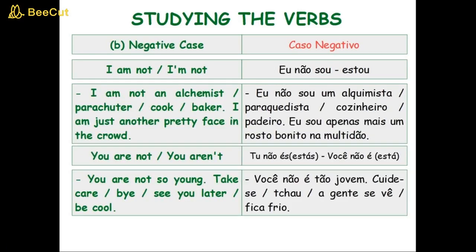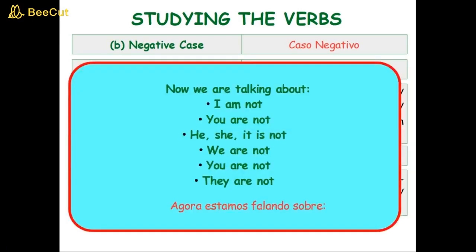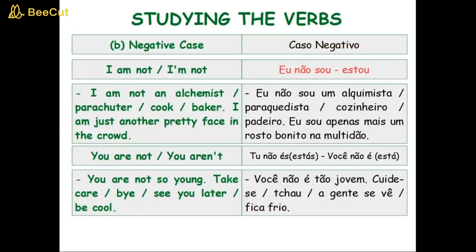Negative case. Now we are talking about I am not, you are not, he, she, it is not, we are not, you are not, they are not. I am not. I'm not. I am not an alchemist, parachuter, cook, baker. I am just another pretty face in the crowd.